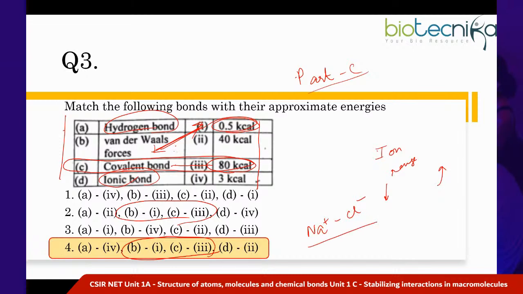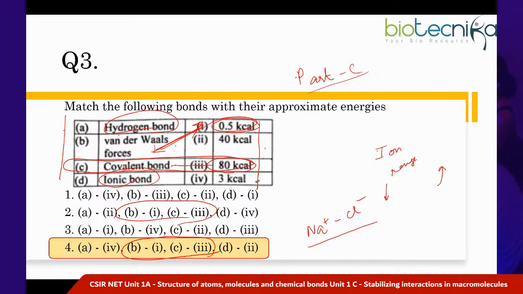Yes, Sunshine, that's right. Very good. In biological systems, covalent bond is stronger than ionic. You are absolutely right. So Na plus and Cl minus, they are opposite charges, so their interaction energy will be higher.